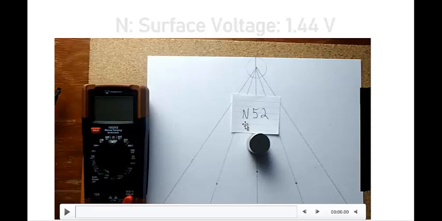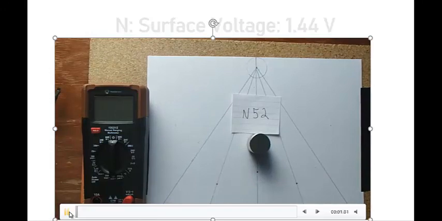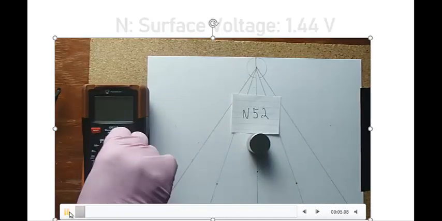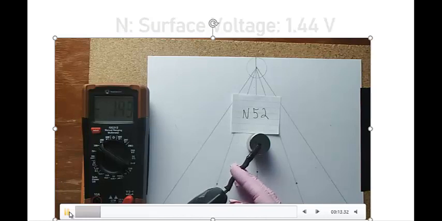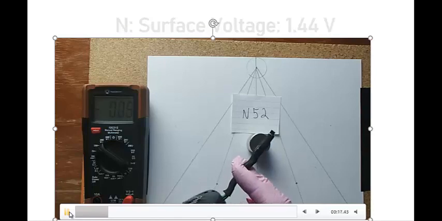So now I've got my N52 Gauss. It's exactly the same size as the N42 one, but it's N52. Here I'm going to do the same thing with this one, South Pole, 3 clicks to the left. And there's my Hall sensor. There's the 1.43. It's having a bit of a hard time finding the 1.44.